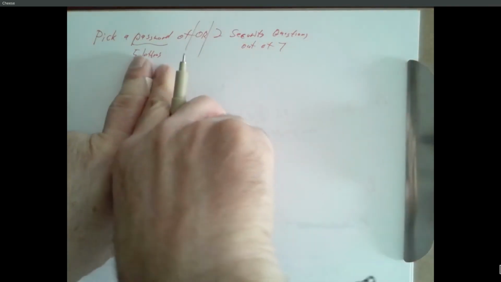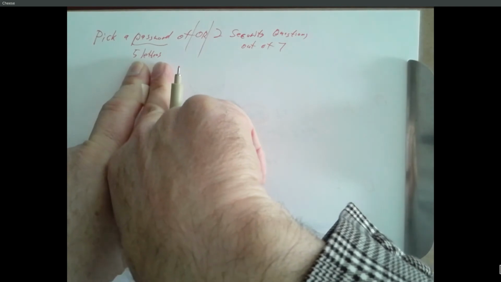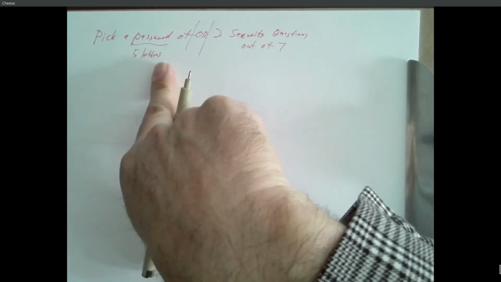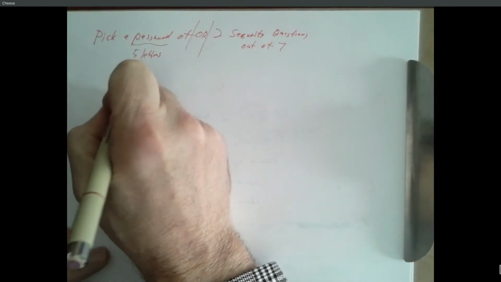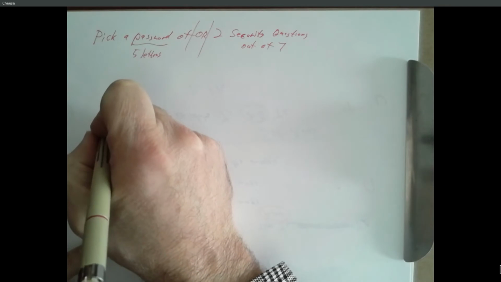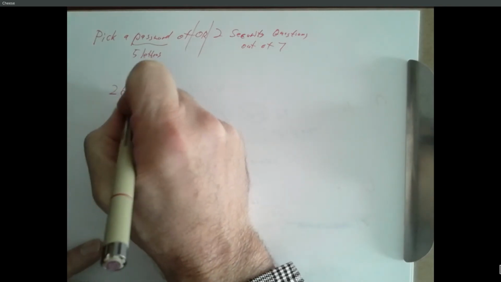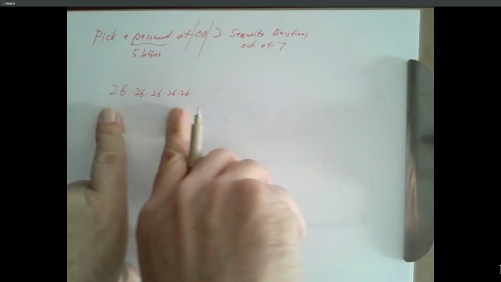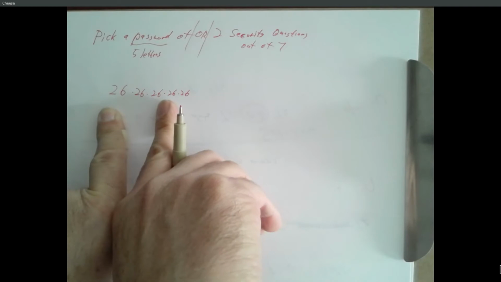Okay, so how many ways can you pick a password of 5 letters? Well, to pick a password of 5 letters, you have to pick the first letter, the second, the third, the fourth, and the fifth. There's 26 letters to choose from for the first, and since we allow repeats, there's 26 for the second, third, fourth, and fifth. So that's the number of ways we can pick a password of 5 letters.